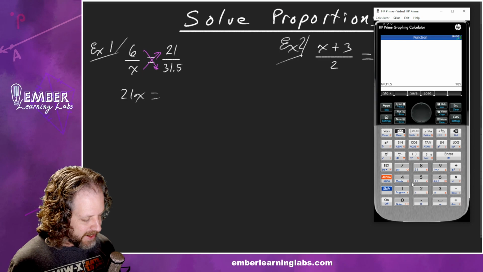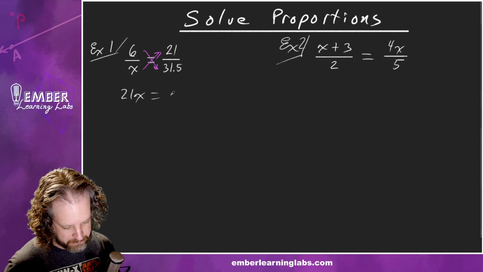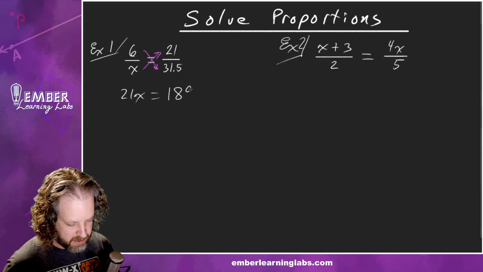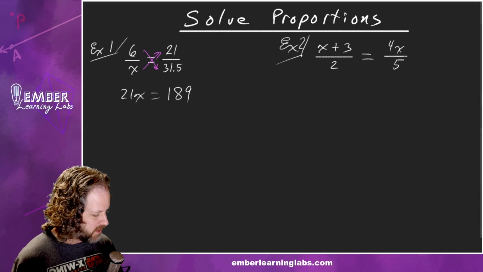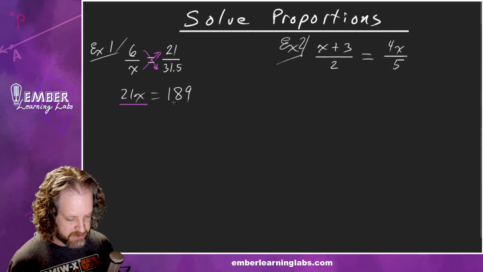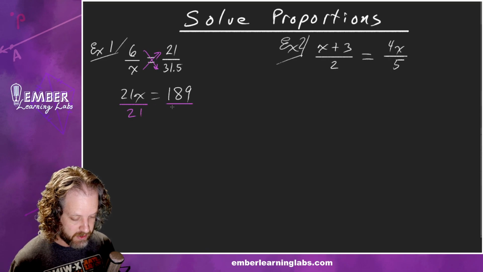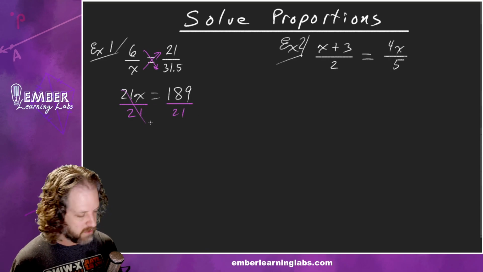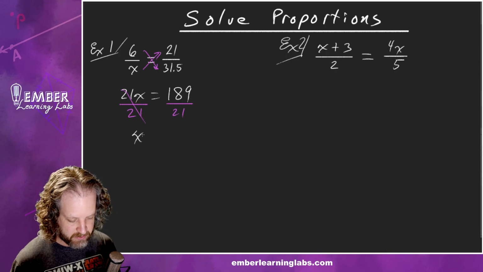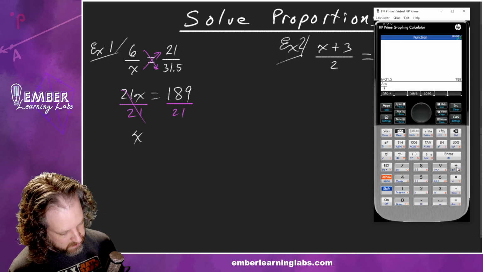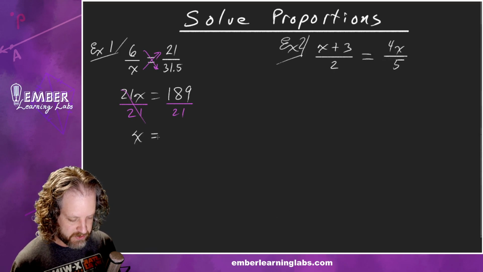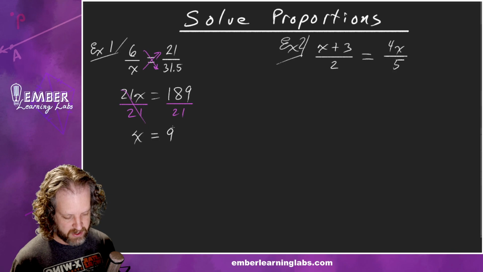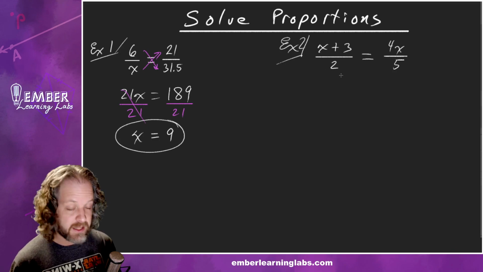So, all right, so 189. Now we've got a 21 times an x, so y'all know the drill. We're going to divide both sides by 21. Great. Now x equals 189 divided by 21. Enter. So x equals 9. Right? Easy peasy.